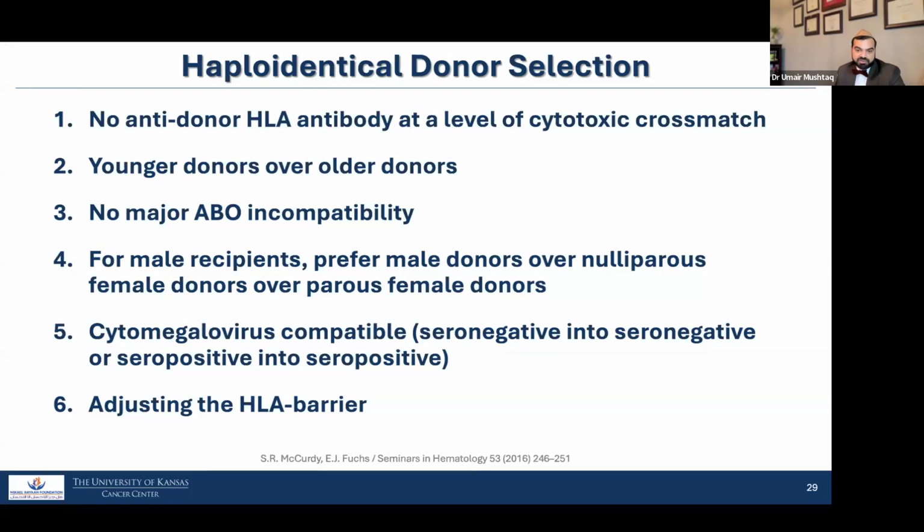Cytomegalovirus serostatus should be compatible, seronegative into seronegative, seropositive into seropositive donor. And then HLA barrier: if you're doing transplantation for malignant disease, there is some data about which HLA loci match and mismatch status is important. And there is a calculator. We will talk about that.